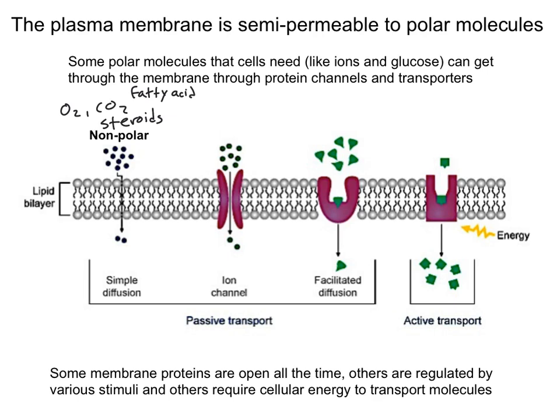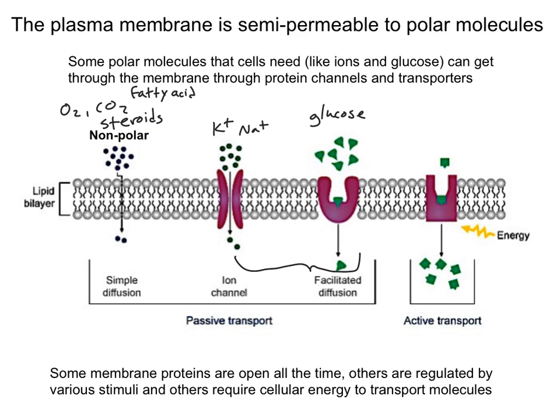Other molecules that are polar, or charged, like ions, like potassium or sodium, will have to use an ion channel to get across, or if we're talking about an uncharged molecule like glucose, it uses a transporter. So these are membrane proteins that span the entire length of the membrane, and they allow passage through them to the other side of the membrane. And so this is known as facilitated diffusion. So actually ion channels are a type of facilitated diffusion, as are transporters.